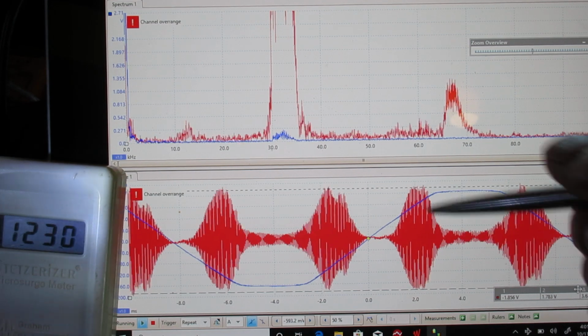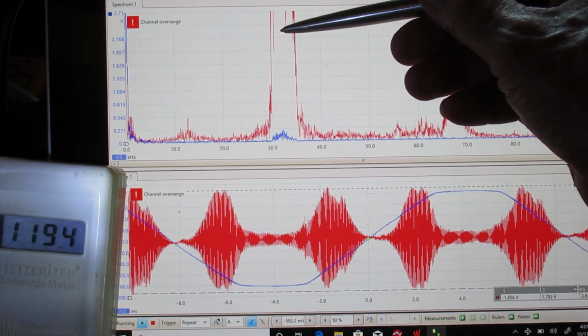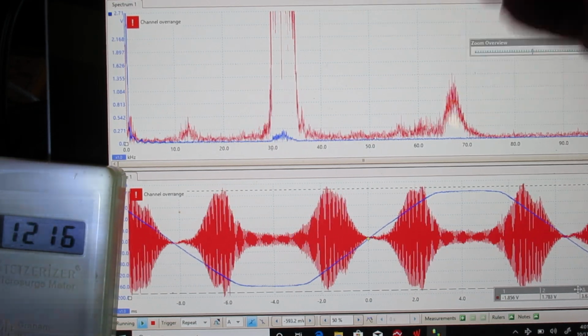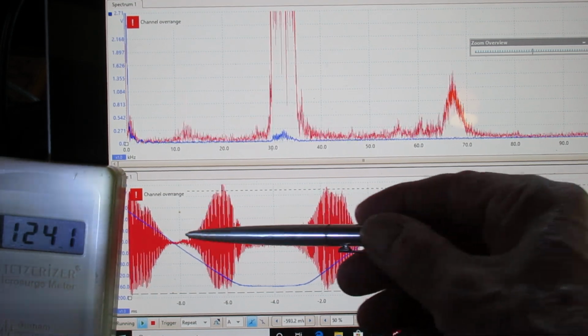How do we know? Because this is the frequency of the pool pump, 34,000 kilohertz. No, 34 kilohertz, that's 34,000 cycles per second. When we turn the pool pump off, it goes away. So this is the waveform.